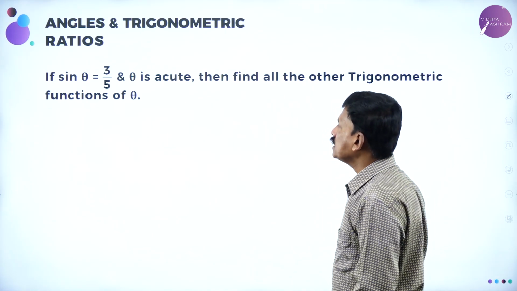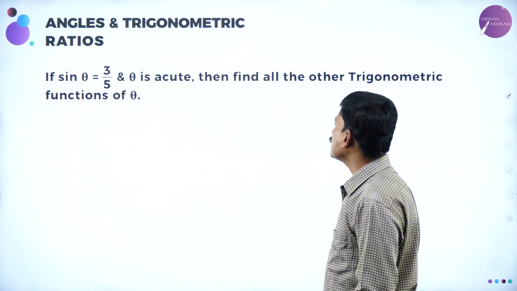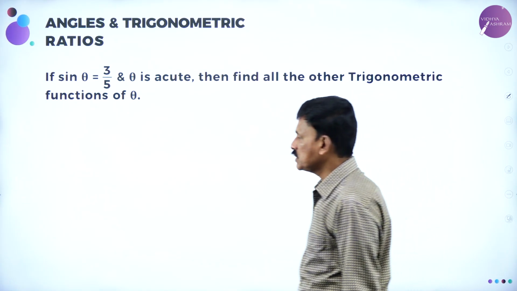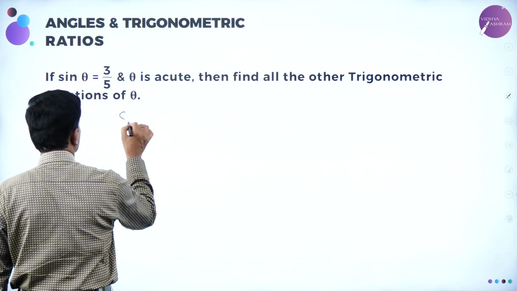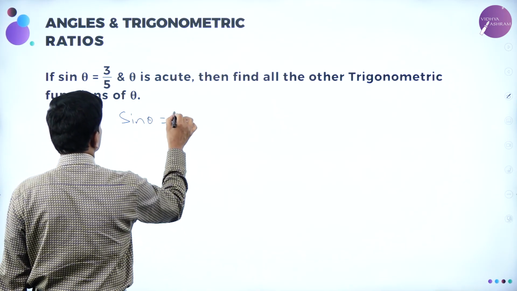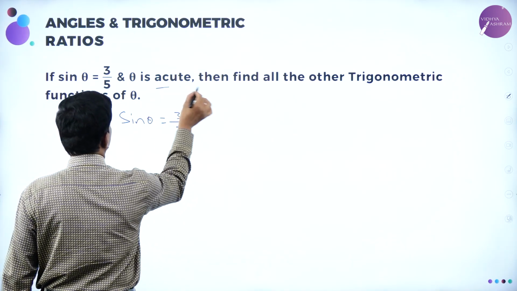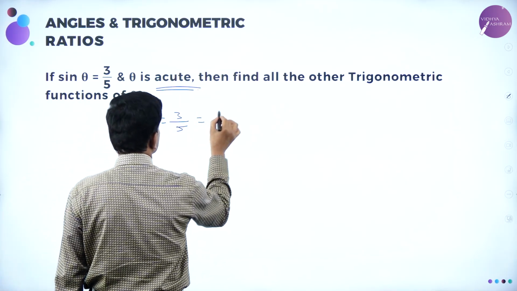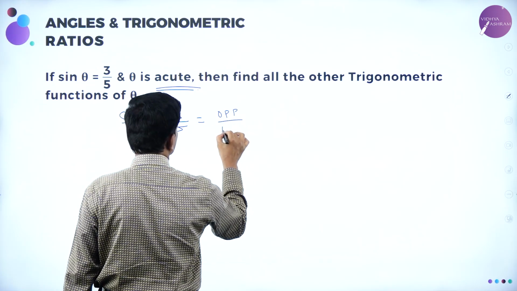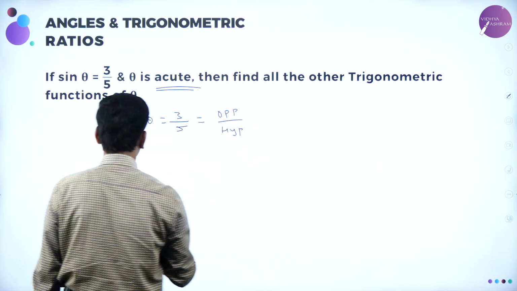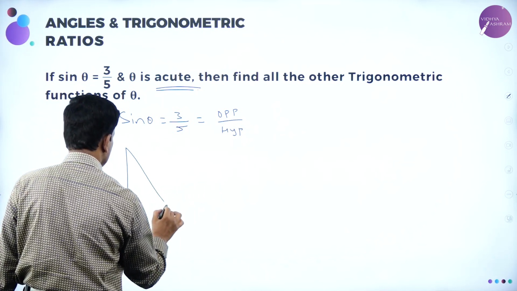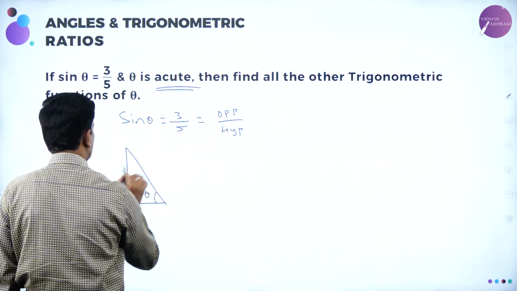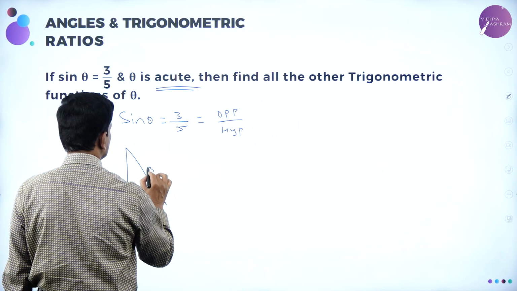If sin theta is equal to 3 by 5 and theta is acute, then find all the other trigonometrical functions of theta. Now what is given here? Given sin theta is equal to 3 by 5 and theta is an acute angle. So this is nothing but opposite by hypotenuse. So here let us represent this in a triangle. Theta is acute, less than 90 degree, opposite is 3, hypotenuse is equal to 5.